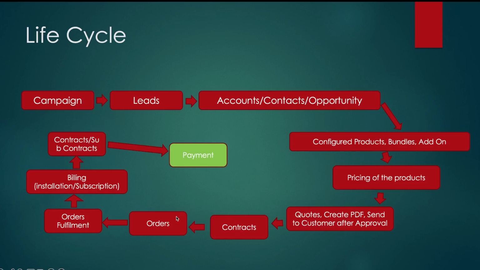Then the orders are created, then order fulfillment happens, then the billing starts happening. In some cases the contract happens after billing. Then we have subcontracts as well. That's another topic which I'll discuss later. After that the payment is done. Payment can be done on a monthly basis, bi-weekly, or based on the product you're buying. If you subscribe to any service, then you may have to pay monthly, for example Netflix.